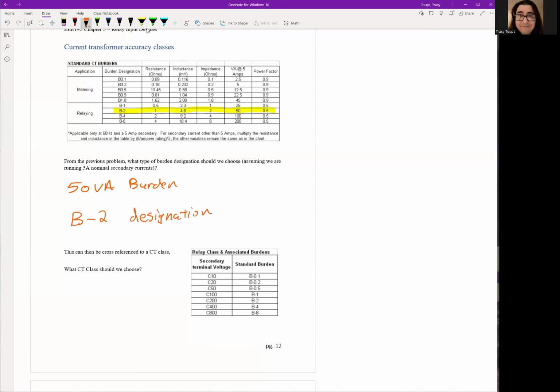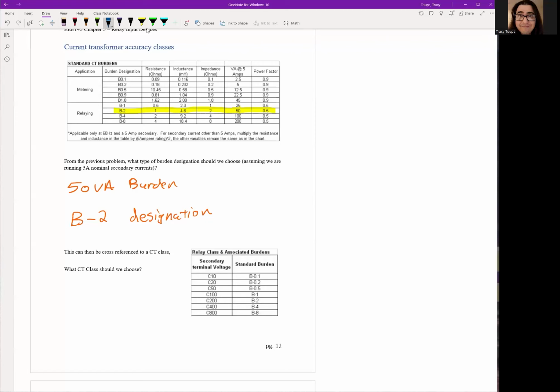So the lingo will be, hey, I'm designing a new power system. I need a 2005 CT multi-ratio, like the previous problem, and I did my burden calcs. I need a B2 designation. And they're going to be like, oh, okay, I got you, right?